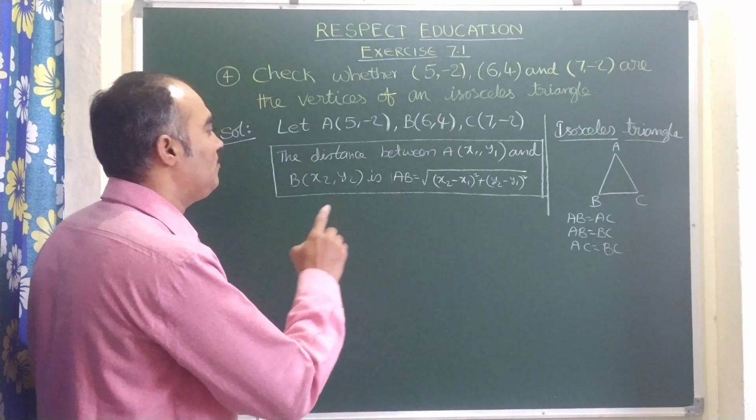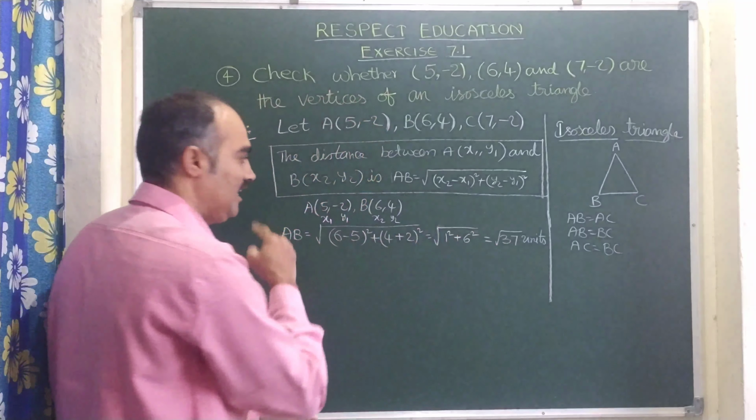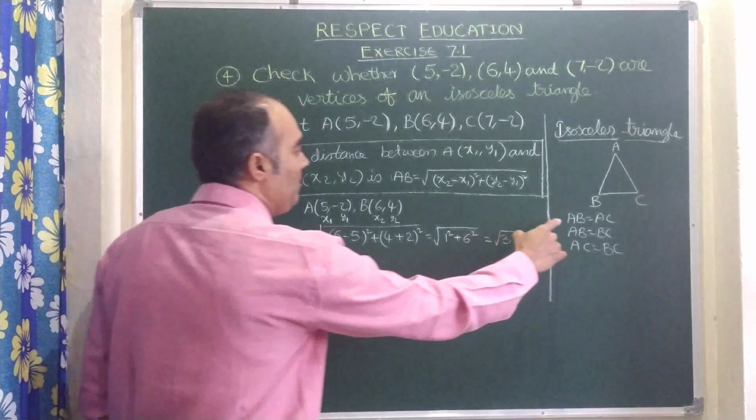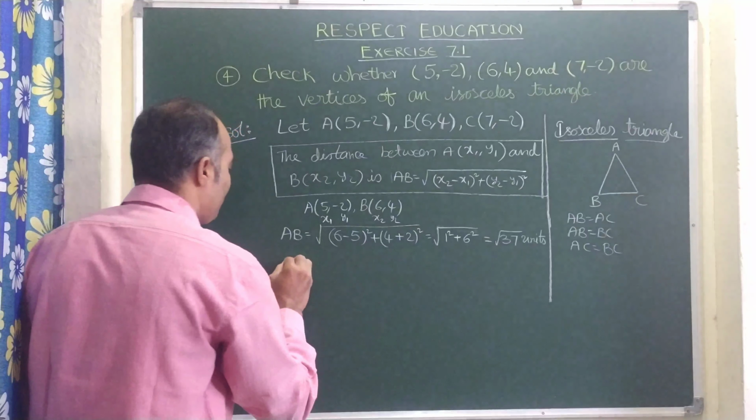So let us simplify this. 6 minus 5 is 1, so it is 1 square plus 4 plus 2 is 6, so it is 6 square. 1 square is 1 plus 6 square is 36, 1 plus 36 is 37. So this is under root 37 units. Which one? AB. Now AB is over. Let us find BC.